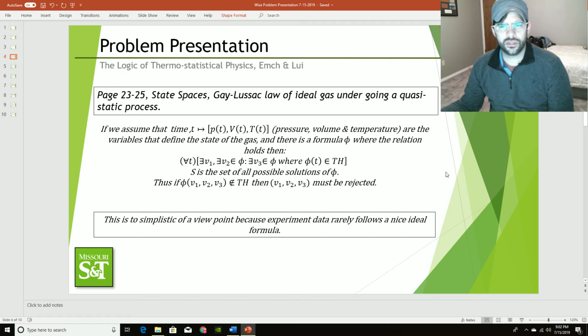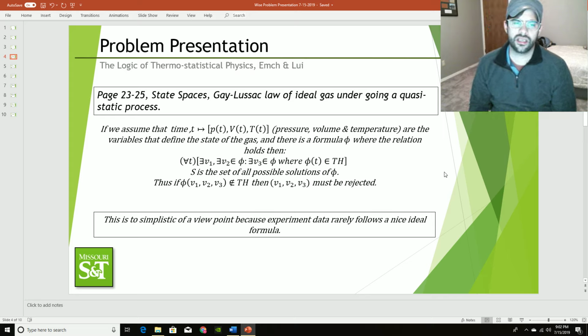So then the next one is from the Logic of Thermostatistical Physics. This is from page 23 through 25. Basically, it's talking about state spaces, and it starts to talk about this ideal gas under a quasi-static process. And so what I did here was it goes into some depth about how to impose some logic onto these and build up these relations.